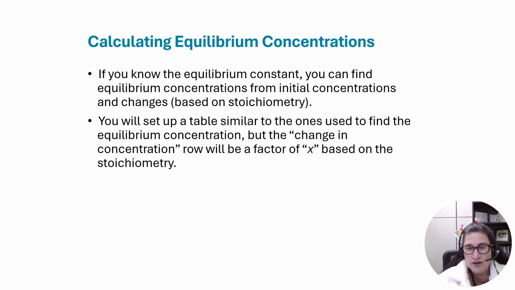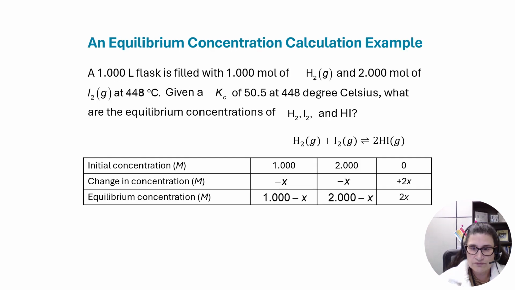All right, so if we've been given our initial amounts, we're going to do it in an ICE chart, just like we did before. So for this particular one, they tell me I have a 1 liter flask, I have 1 mole of H2 and 2 moles of I2. So then my concentration would be 1 divided by 1 and 2 divided by 1. And then I didn't start out with any of this. So that means it has to go forward, because if I were to calculate Q, it would be 0 over this stuff, which would be 0, and Q would then be much less than K, because K was 50.5.